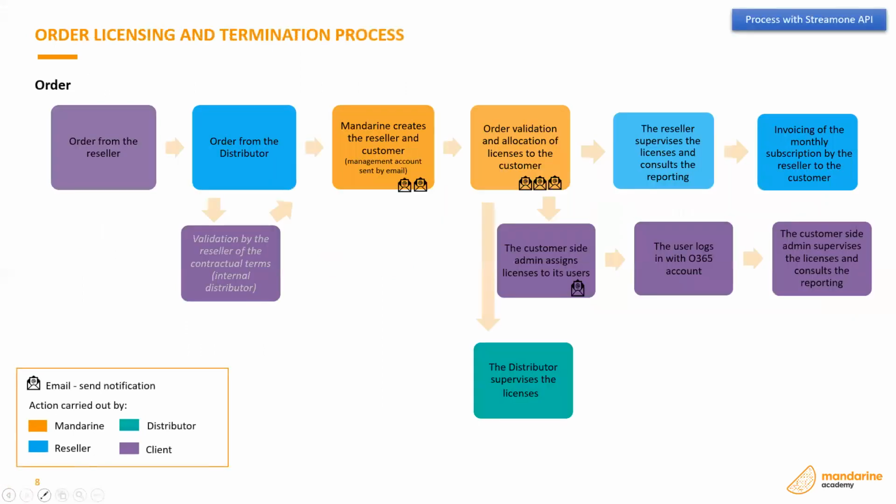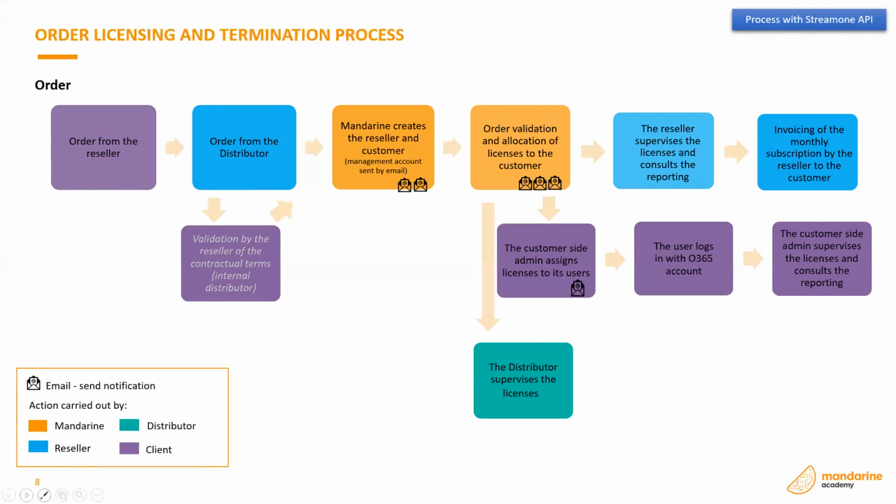This is just to walk you through the Stream One process. So there's an order made from the reseller. It goes to Tech Data. We then receive that order, and then 2 emails are sent, one to the reseller and one to the customer admin. And then the licenses are placed in the customer's admin portal, and then the customer allocates those licenses to their users.